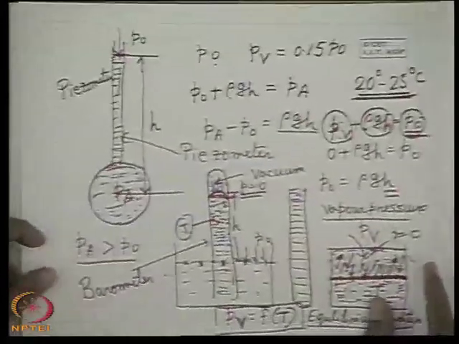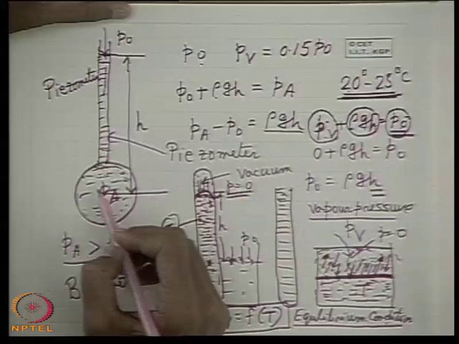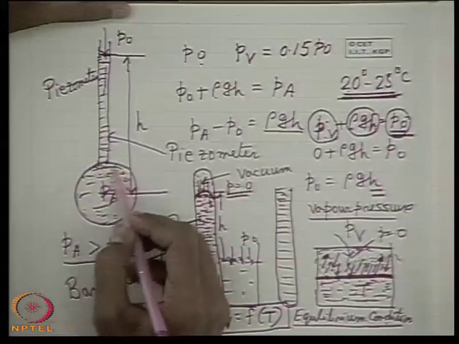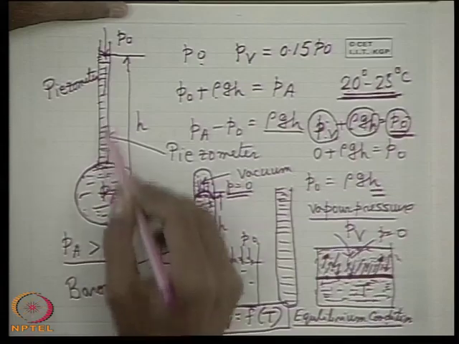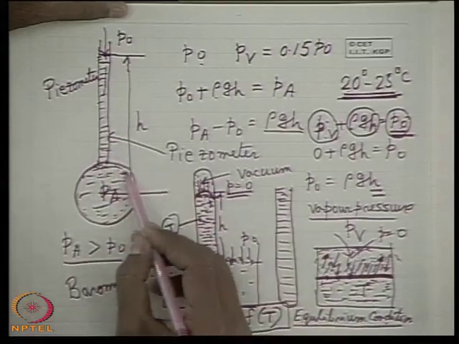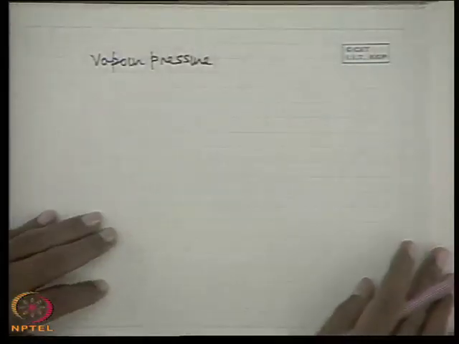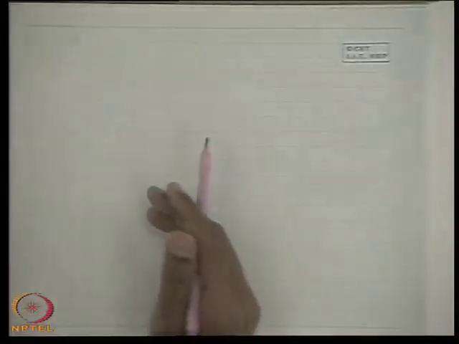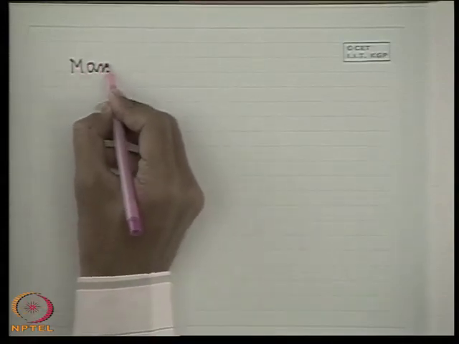Now again, if you come back to our earlier discussion, it is not very simple to measure the pressure of a static system by only attaching a piezometer. If the pressure is much higher than the atmosphere, what will you do? If the pressure is below the atmosphere, what will you do? This is modified by a measuring system known as manometer.